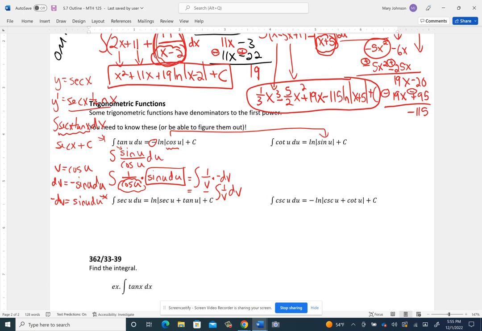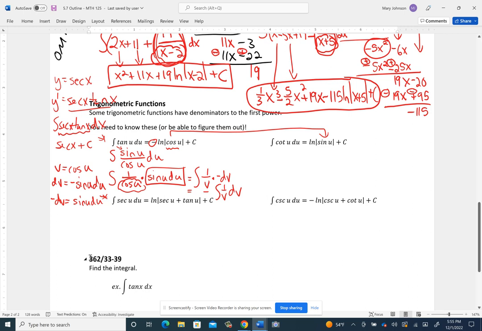Okay. And then the integral of secant, that's not the answer to any of the normal derivative rules for trig functions. Okay, but secant we know is 1 over cosine. So there's going to be a way you could figure out what the integral would be, and I'm going to show you that right here.